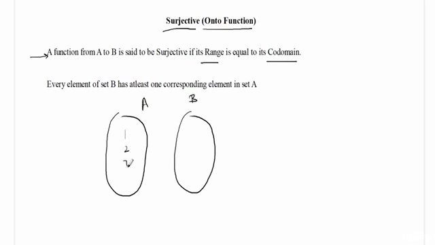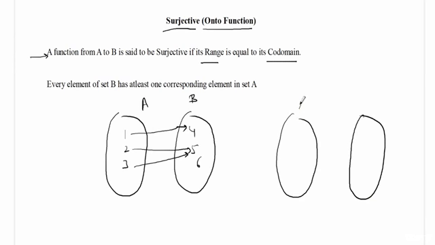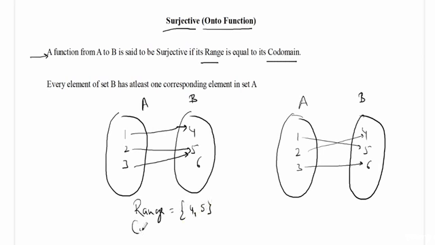Like you remember from the previous classes, we learned that a function from set A to set B can be such that this is a possible function and this is also a possible function, but the difference between them is that here one element of B is left unpaired, while here every element of B has been paired with at least one element of set A. So here the range is 4, 5, while the codomain is 4, 5 and 6.